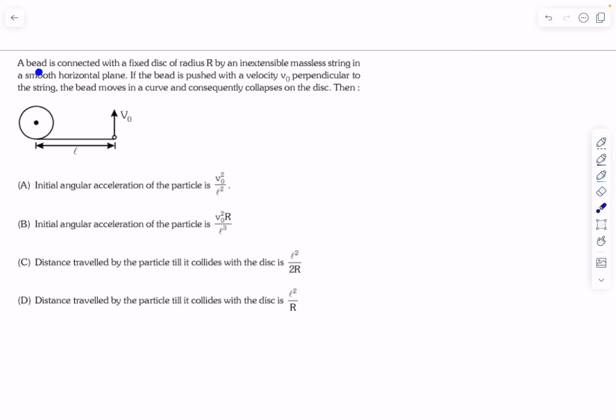Hello everyone, welcome back. So today we are going to take up some more mechanics problems. So the first question, this is the first problem and this is from circular motion you could say.